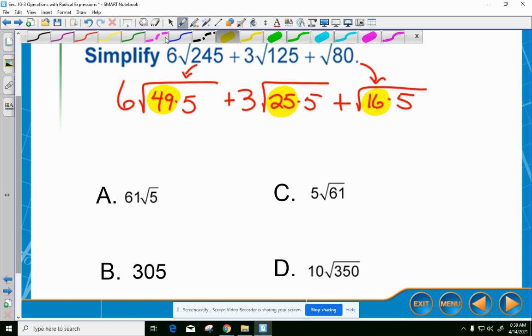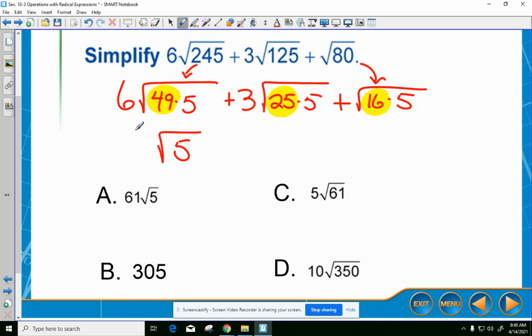Well, if I extract the perfect square out of there, the remaining piece is going to be a square root of 5. So in the first one, what's the coefficient that goes in front of that, Hunter? 42. Good. Square root of 49 is 7. 7 times 6 is 42. What's the middle one going to look like? Good. So the coefficient is 15, radical 5.